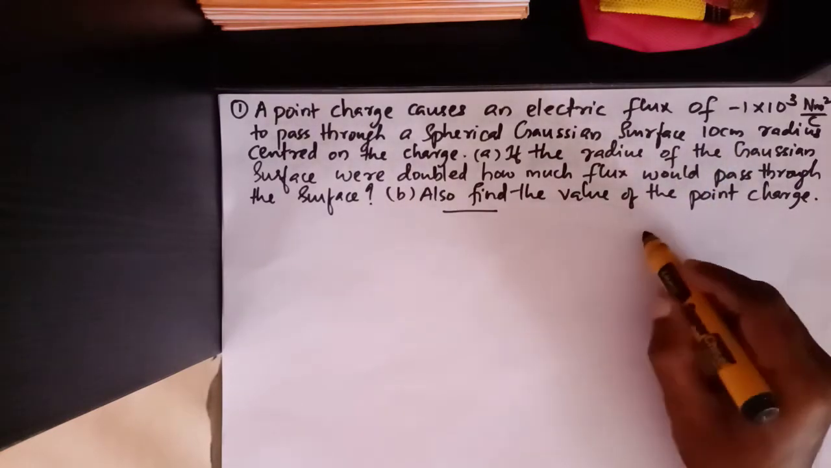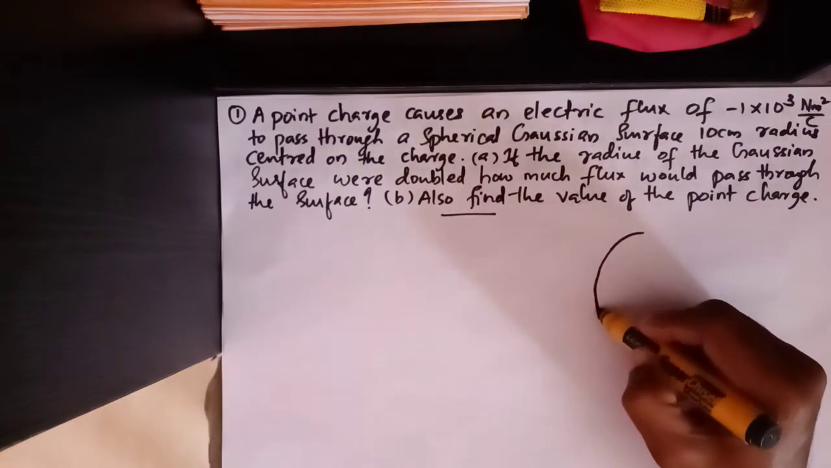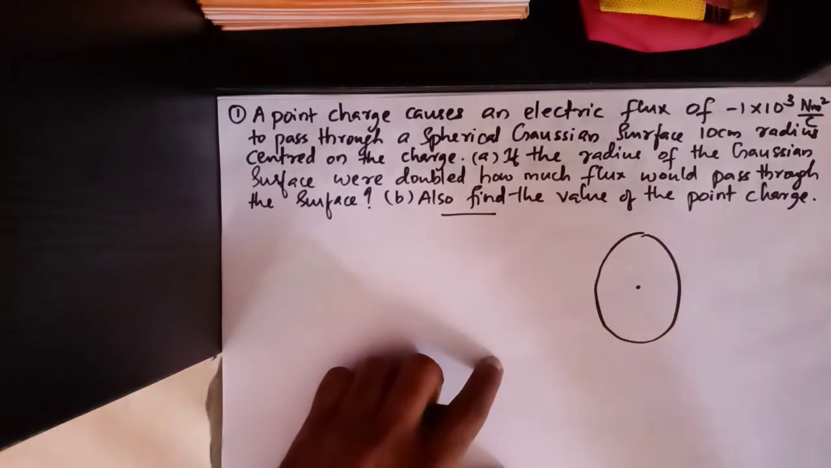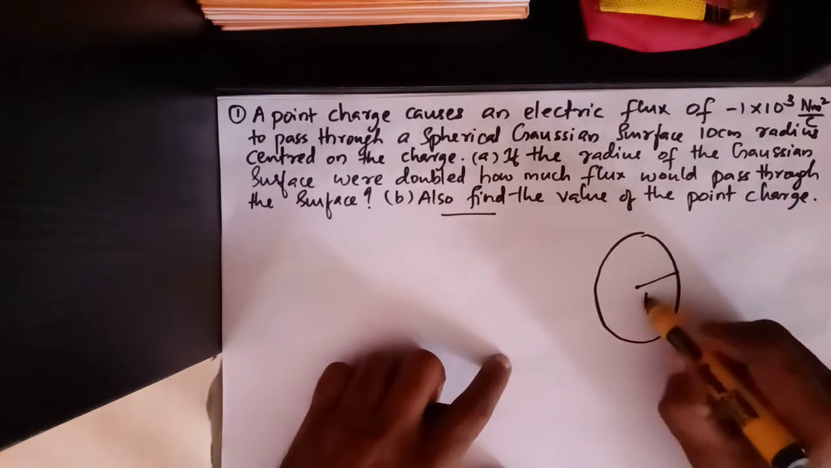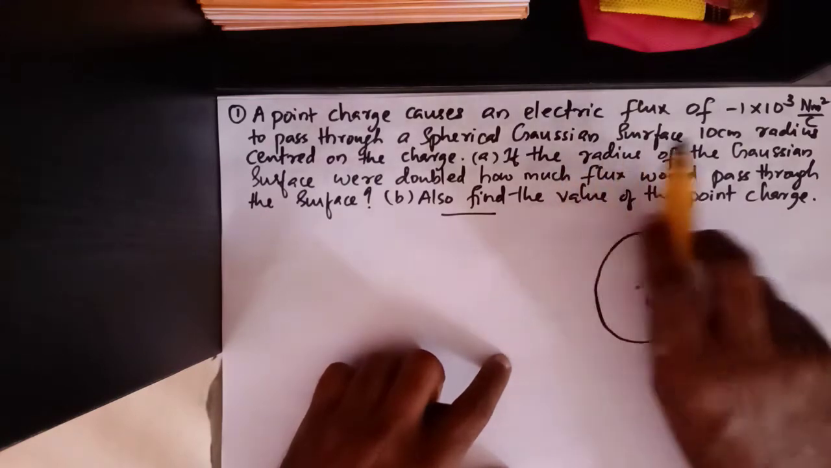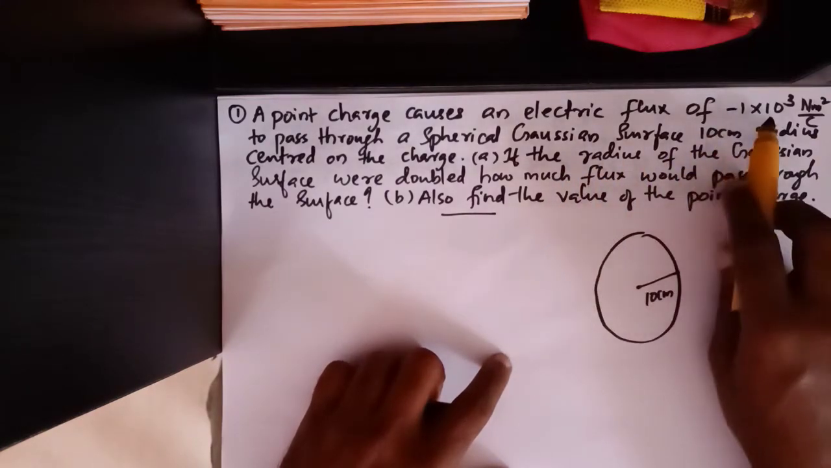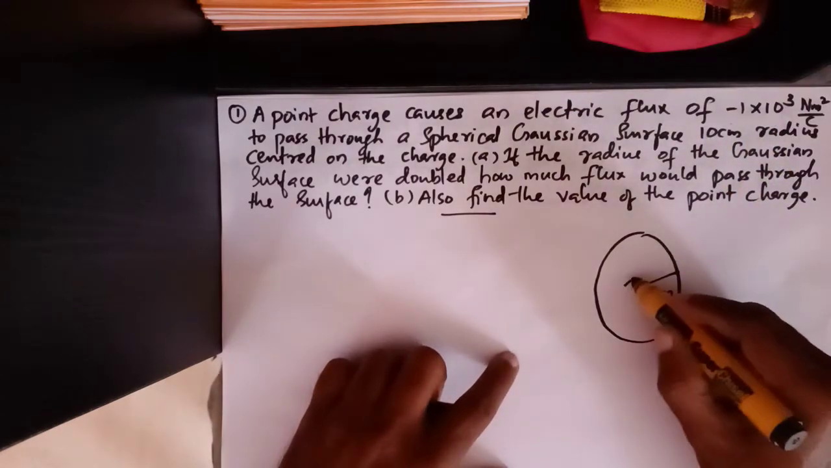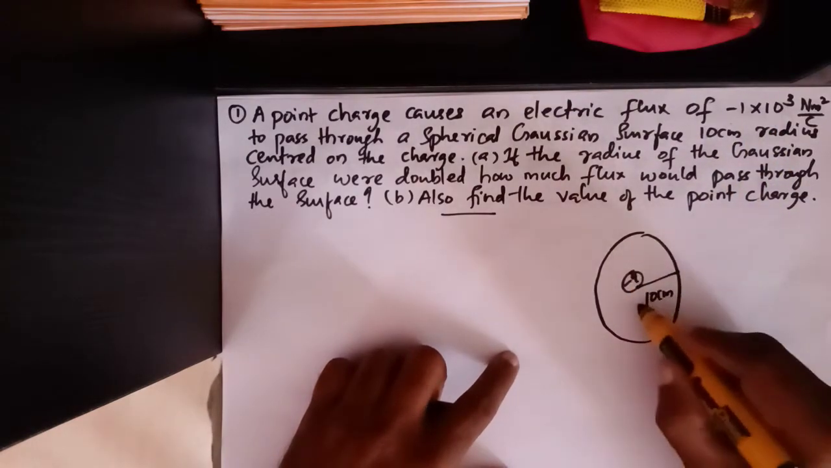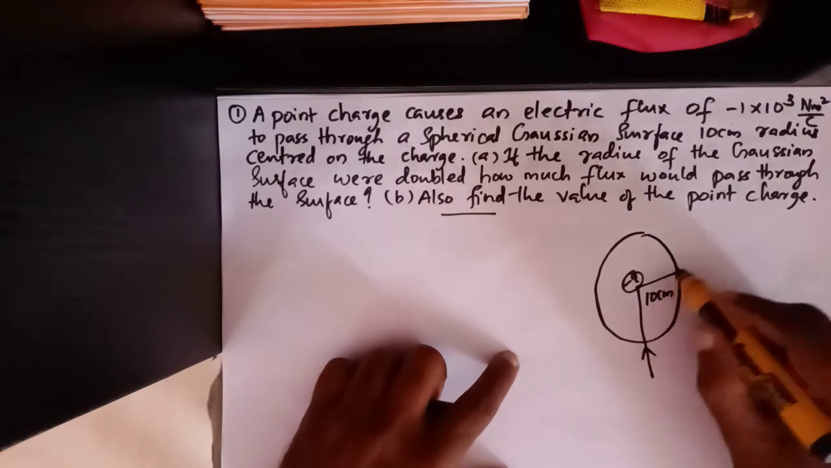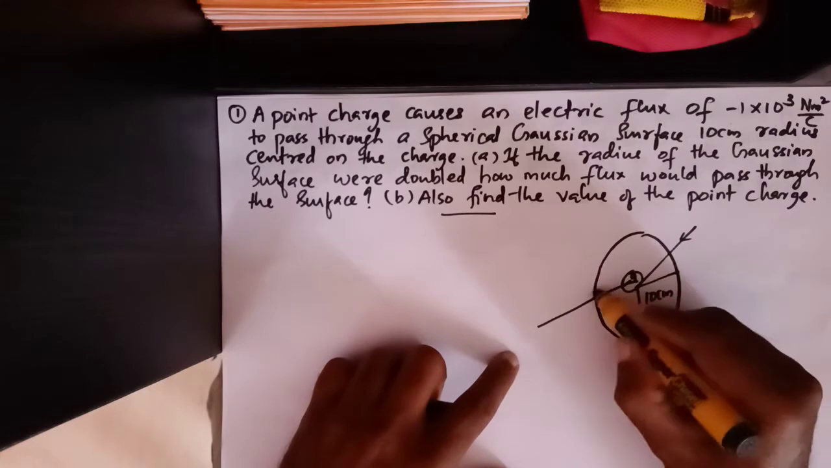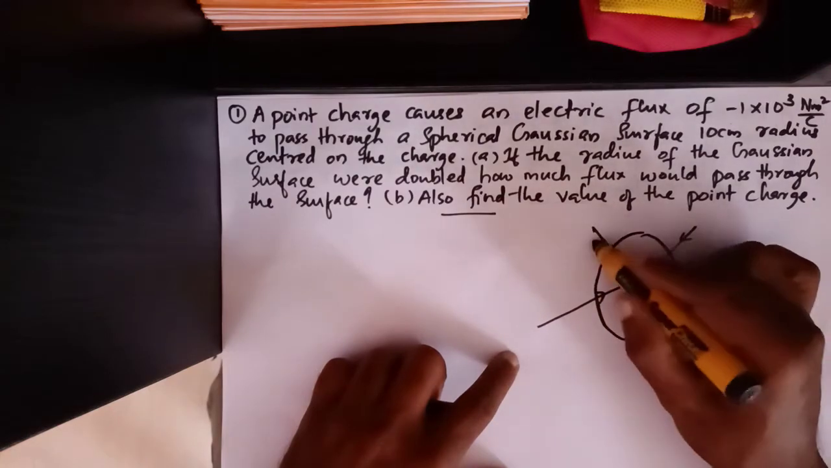First we'll draw the Gaussian surface having a radius of 10 centimeter. Okay, this is a sphere, 10 centimeters of radius. What is the electric flux through the surface of the sphere? Minus 1 into 10 raised to 3. It is negative, so what should be the nature of the charge? The charge should be negative. So the field lines are going inward. You can say the field lines are going inward through the entire surface, at each and every point on the surface.